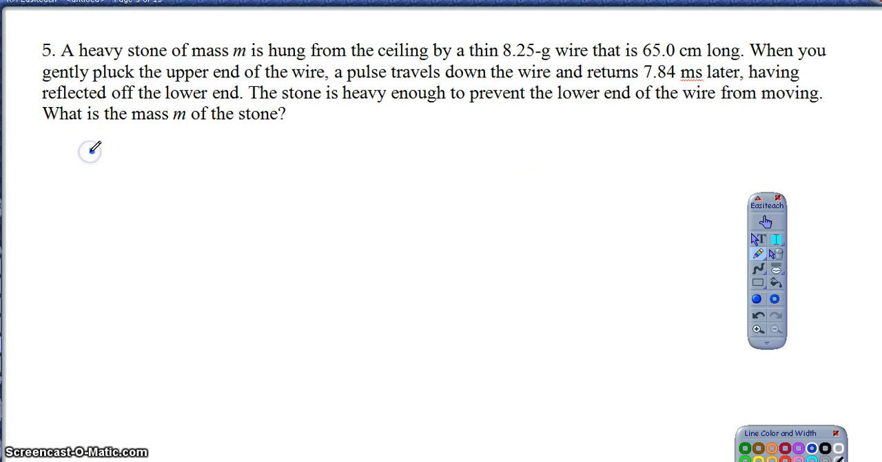Okay, so question 5 here is a good one for the wave velocity on a string. You've got a string suspended there, hanging from the ceiling, and at the bottom of the string you have a stone. The context says you've got that string, and they give you the mass and the length, and that always should jump out to me as, hey, they're giving me the mass and the length of the string, so now I know my linear density, my mu, which would be 0.00825 kilograms divided by the length of 0.65. So I've got that measurement if I need it, which we in fact will in a little bit.